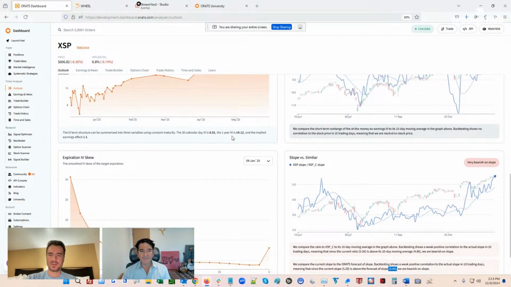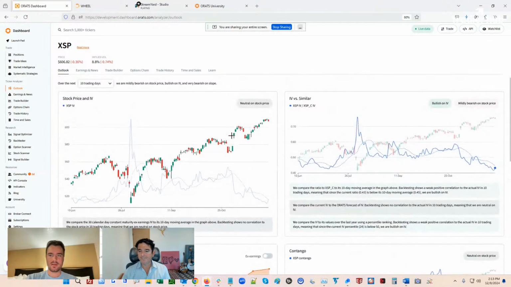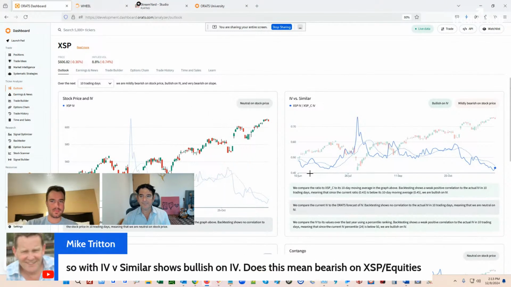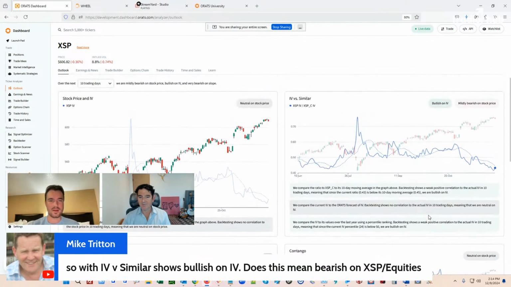So we did get a question on the implied volatility chart, asking if it shows bullish on IV. Does that mean we're bearish on XSP? I wouldn't say necessarily, because ORATS does not make predictions on the direction of equities, but we want to give you the signals and the indicators to sort of draw your own conclusion based on the data, right? So you've got to look at the implied volatility as well as the contango, as well as the slope, right? Is there anything else to add to that, Matt?